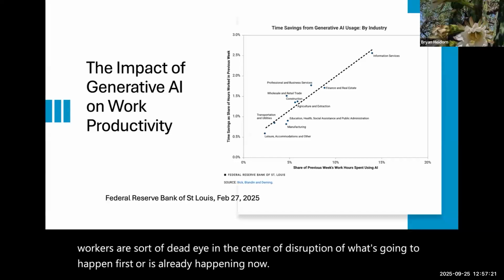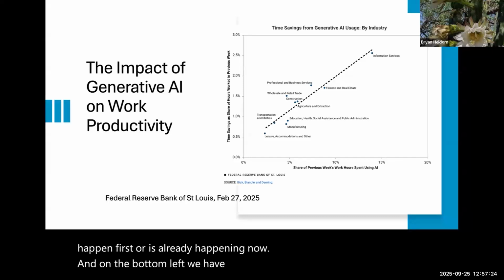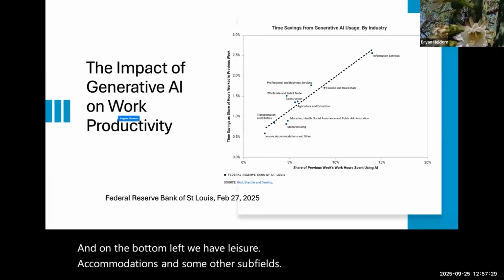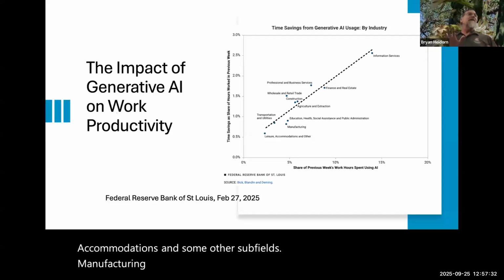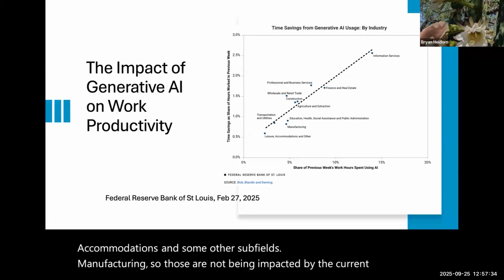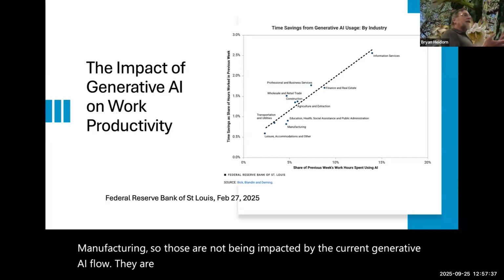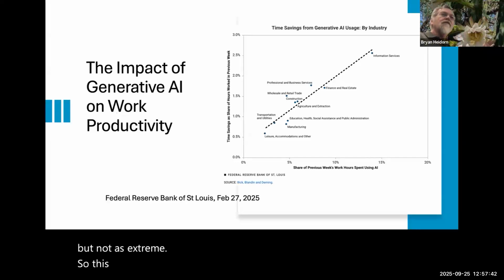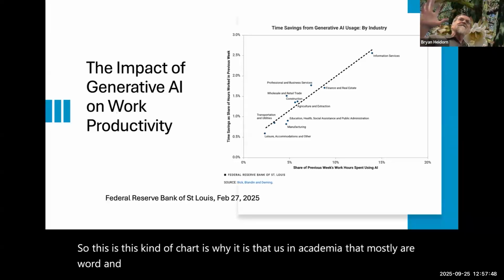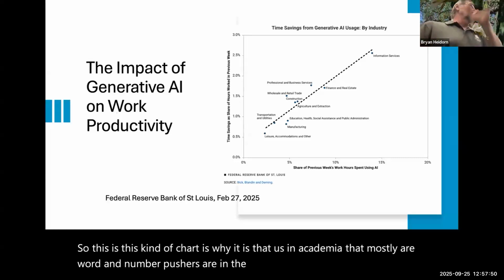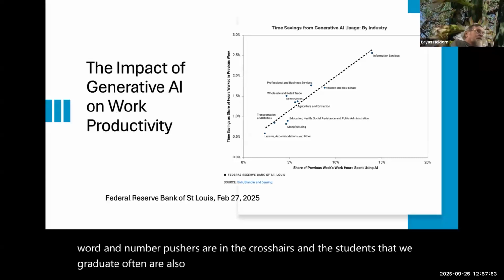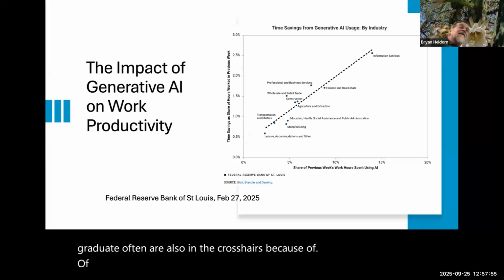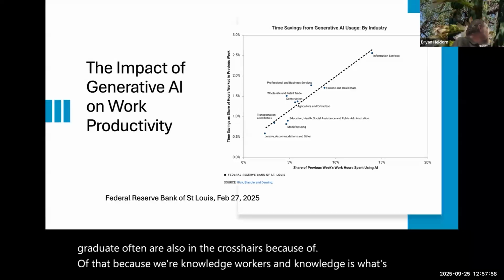And on the bottom left, we have leisure, accommodations and some other subfields, manufacturing. So those are not being impacted by the current generative AI flow. There are productivity changes happening, but not as extreme. So this kind of chart is why it is that us in academia that mostly are word and number pushers are in the crosshairs. And the students that we graduate often are also in the crosshairs because of that, because we're knowledge workers and knowledge is what's being encoded right now.